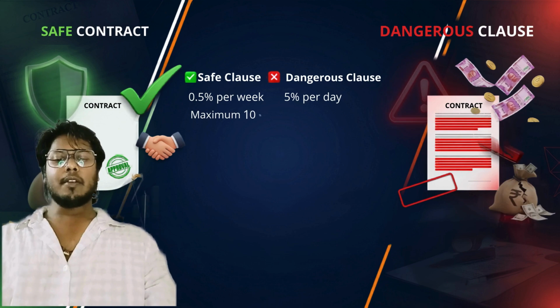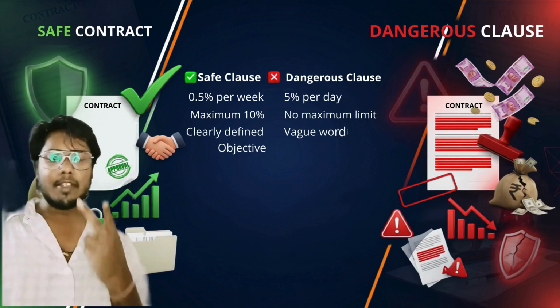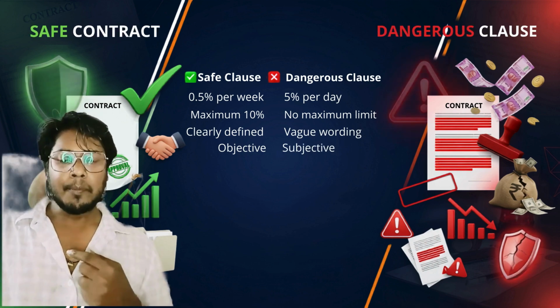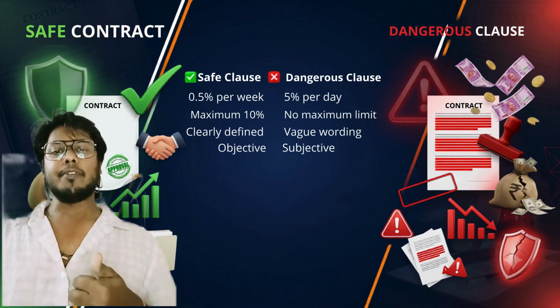Not every penalty clause is a problem. A reasonable clause has a clear percentage, a maximum cap, and objective conditions. A dangerous clause has no upper limit, vague wording, or excessive deductions that can wipe out your profit.